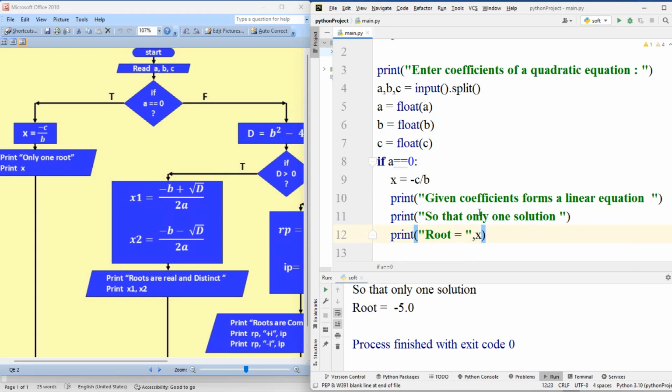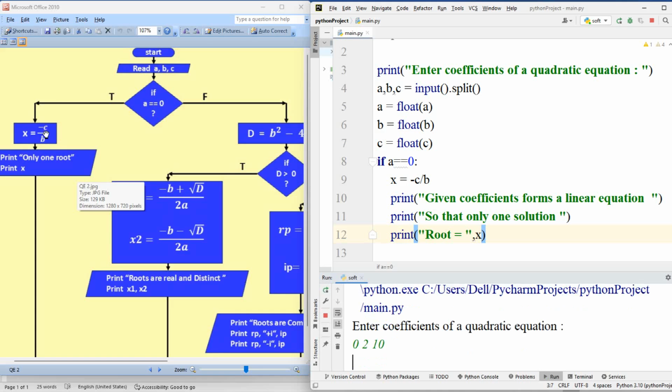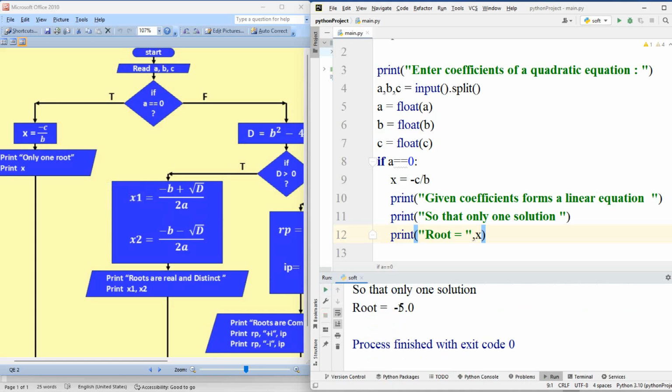Here only, let us execute this program. You can see the prompt is like this: enter coefficients of a quadratic equation. To execute this part, the a value should be 0, so let us enter 0. Simple values are 2 and 10. What is our expected result? Minus c by b means minus 10 by 2, which is minus 5. You can see here root is equal to minus 5. We got the correct result.